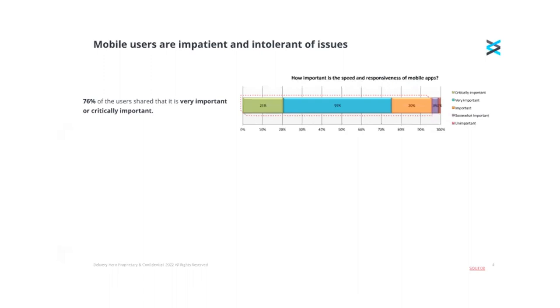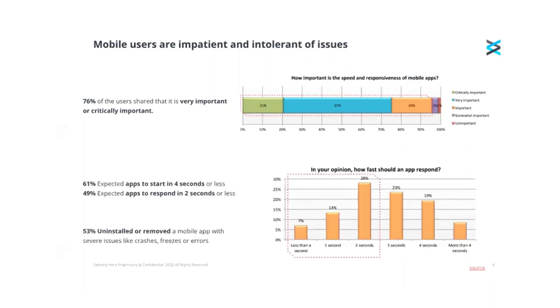But let's look at the user side. In general, mobile users are impatient and intolerant of issues. There was a TechBeacon study in 2015 of over 3,000 users of mobile applications across Europe and the US. The study says that 76% of users shared that the performance, speed, and responsiveness of mobile apps is very important or critically important. Also, 61% of users expect the app to start in 4 seconds or less, and 49% expect apps to respond in 2 seconds or less.